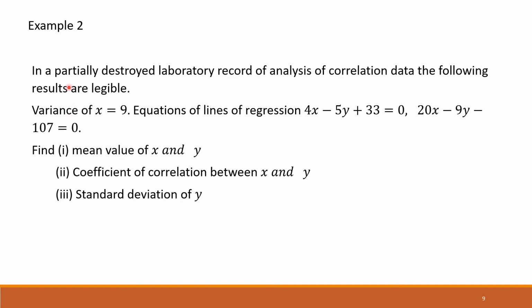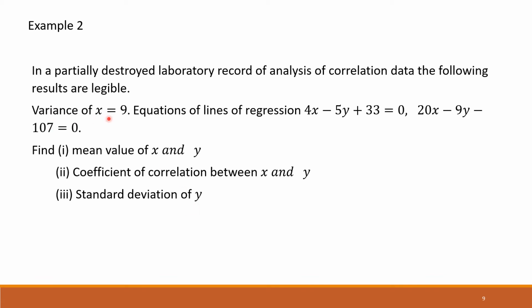Second example. In a partially destroyed laboratory record of analysis of correlation data, the following results are legible. Variance of x is 9. Equations of lines of regressions are given. Find the mean of x and y, coefficient of correlation between x and y, and the standard deviation of y.